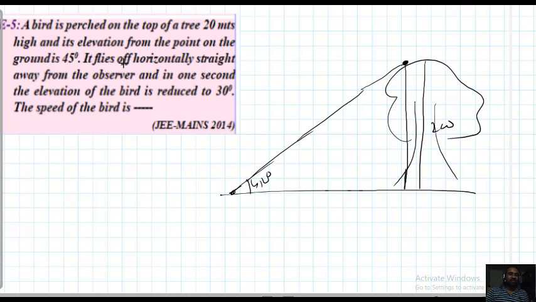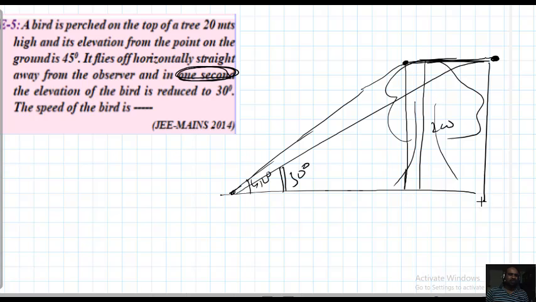If it flies off horizontally, straight away from the observer, after some time the position of the bird is here. In 1 second, the elevation of the bird is reduced to 30 degree. 1 second, that is important. This is 30 degree. Let the speed of the bird be x meter per second, so automatically this distance is x. So you want to find the value of that x.